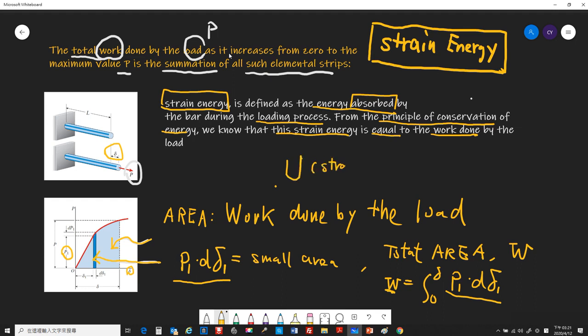The strain energy is equal to work according to the principle of conservation. So that means the work stored in the material, we call strain energy. So it is equal to the integral from 0 to delta 1 of P1 d delta 1. Okay, so this is the definition.